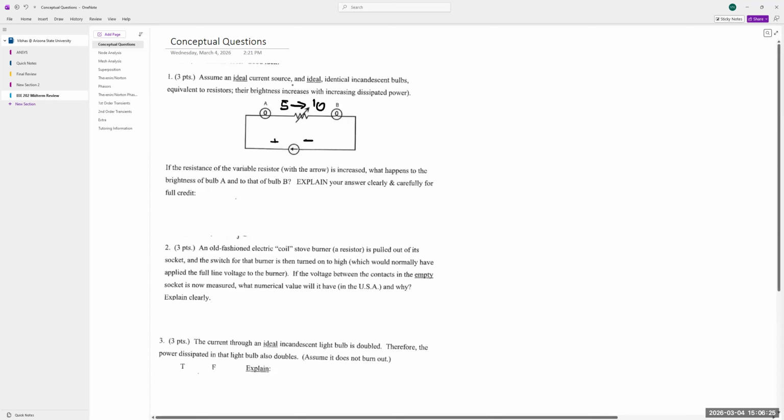So for the next question, we have an old-fashioned electric coil stove burner that is pulled out of its socket.